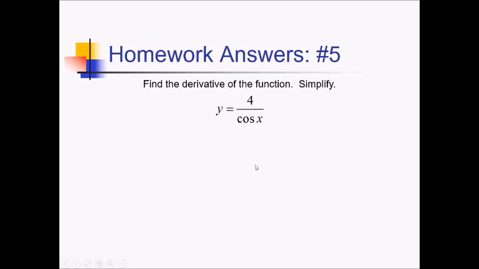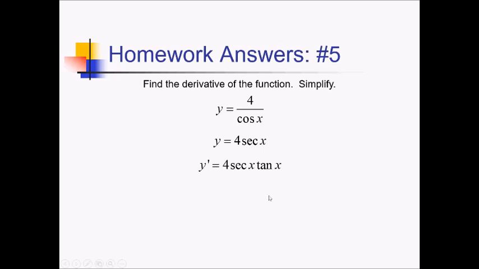For this problem, they want the derivative of this function and they want it simplified. One way you could do this would be to use the quotient rule and then simplify it. A much easier way would be to realize that cosine is the reciprocal of secant. So if I have 4 over cosine, I could just call that 4 secant of x. And now taking the derivative of this one is pretty straightforward. This is just going to be 4 secant of x tan of x.